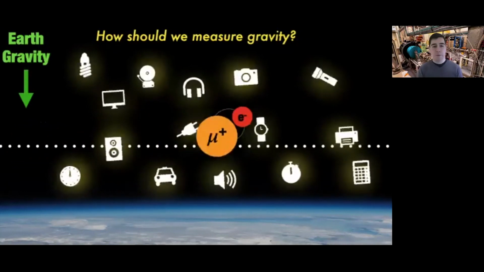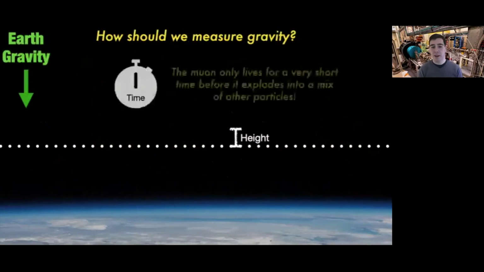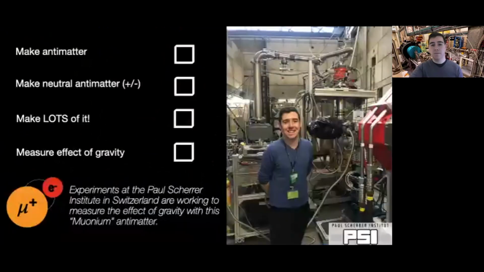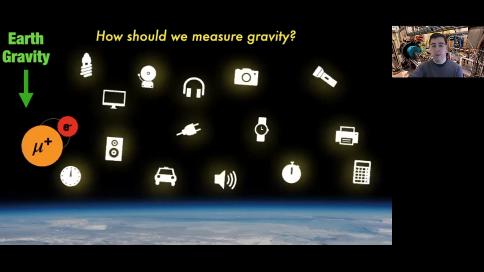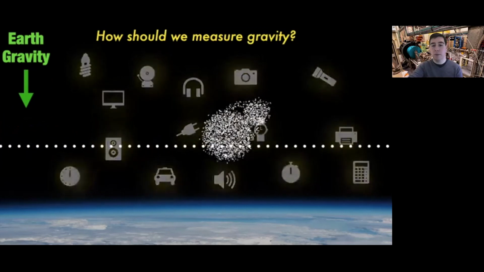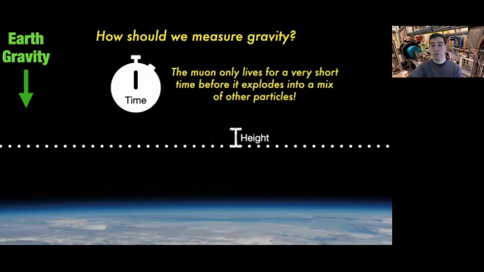But oh no, what's happened here? The muon only lives for a very short time after we make it, and then it explodes into a mix of other particles. So this means that it experiences gravity for a very short time. And the amount that it moves under gravity, as you saw in this animation, is very, very small. And that makes it extremely hard to measure. It's very hard to measure how the antimatter is responding to gravity.